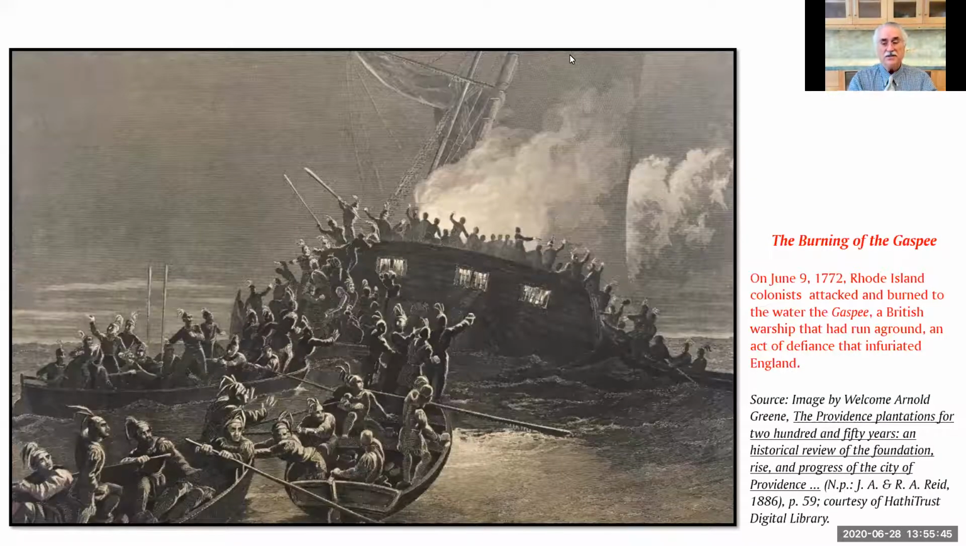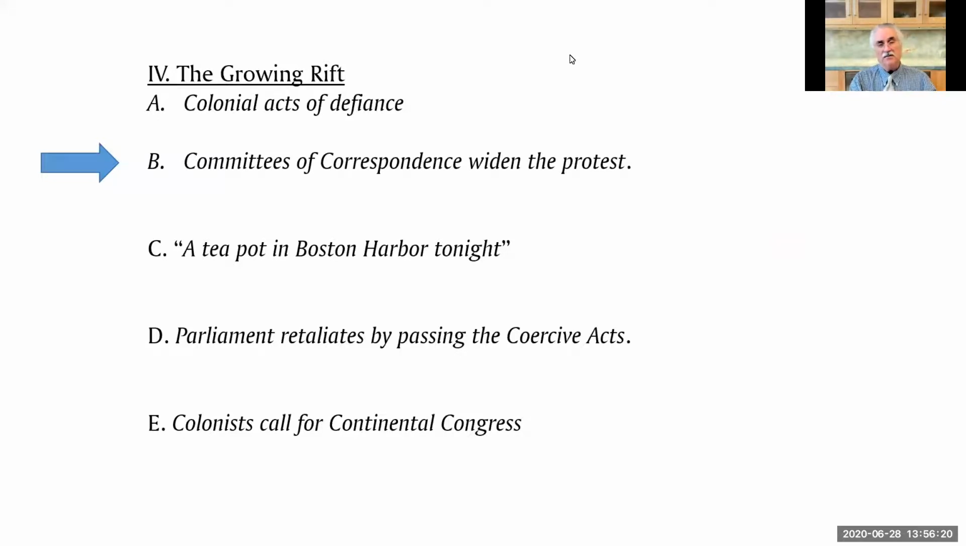On June the 9th, 1772, Rhode Island colonists, calling themselves the Sons of Liberty, attacked and burned to the water the Gaspee, a British warship that had run aground. An act of defiance that infuriated England. So you can see the Sons of Liberty going out, some of them dressed as Indians, and burning to the water this government warship. A lot of defiant acts like that were taking place.